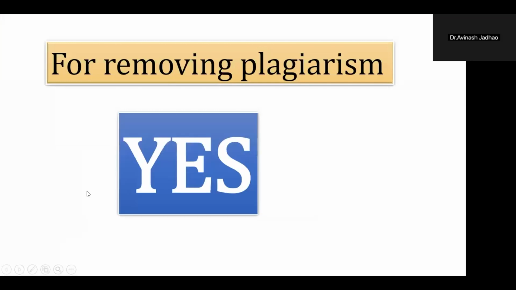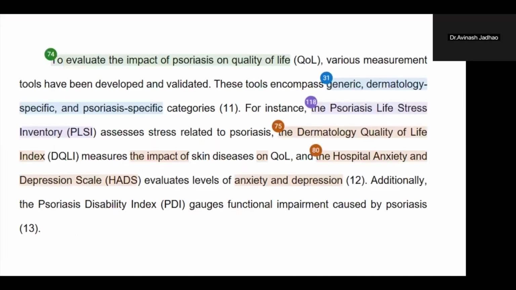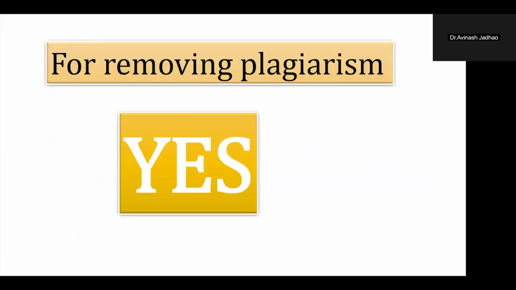The next difficult thing is the removal of plagiarism. You can remove plagiarism with the help of ChatGPT. First of all, you have to submit your article to plagiarism software like Turnitin, or any software you want. Then, with the help of ChatGPT, we can remove this plagiarism.